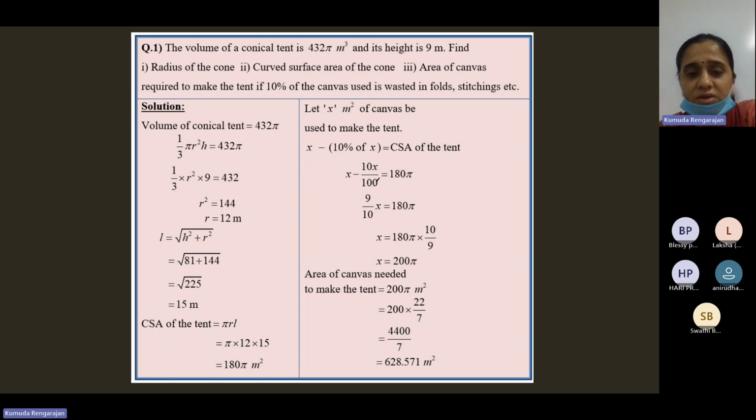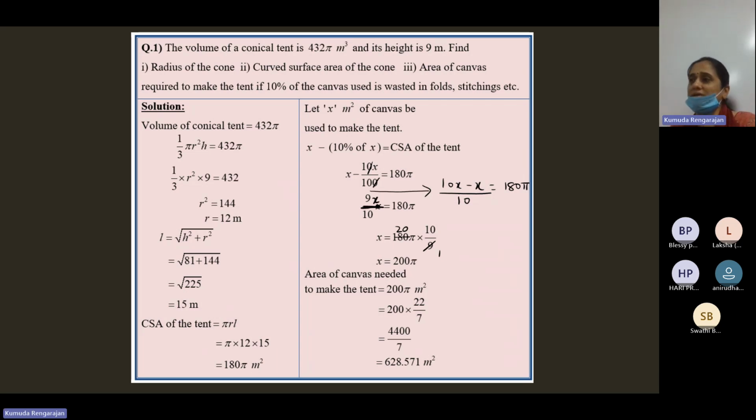Here, this 0 and 0 gets cancelled. 10 is the common denominator. So 10X minus X is equal to 180 pi. Okay, so you get 10X minus X is 9X. So 9X by 10 is equal to 180 pi. X is equal to 180 pi into 10 by 9, since 9 by 10 will become 10 by 9 on the other side. So 9 ones are 9, 9 twos are 18, so 200 pi.